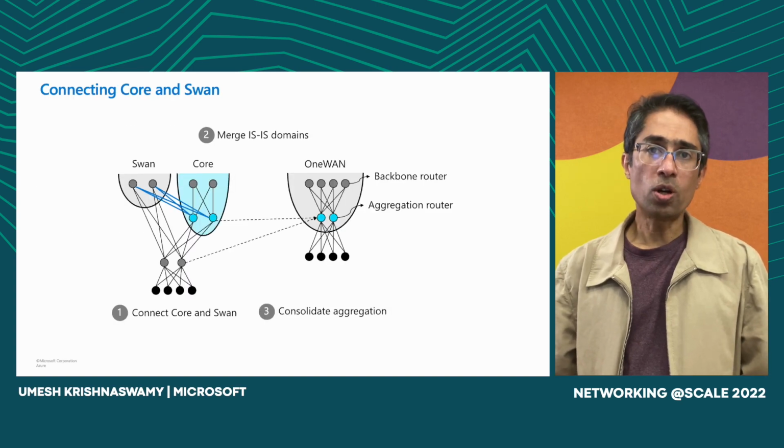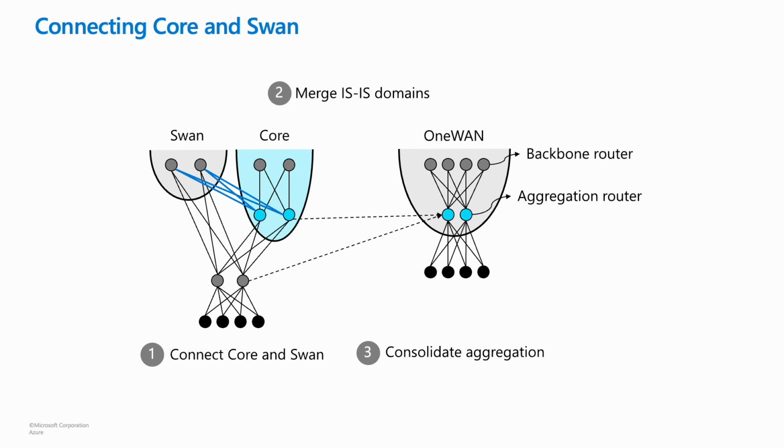We connected Swan and core using core's aggregation routers, shown by those blue lines. Then we merged the ISIS domains of the two networks into one. And finally, we remove the extra aggregation layer. The figure on the right shows our new OneWAN sites. Notice there is no Swan or core. It is simply OneWAN.